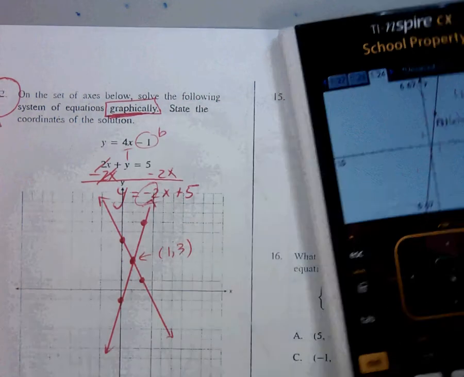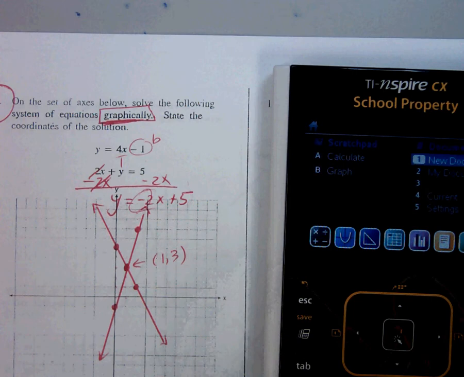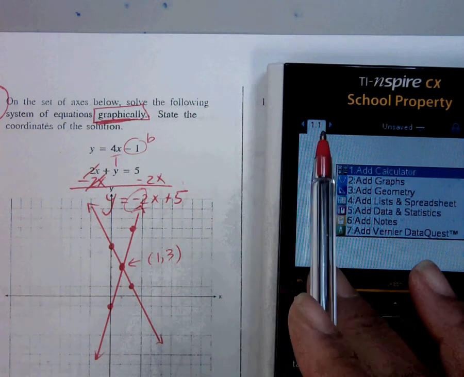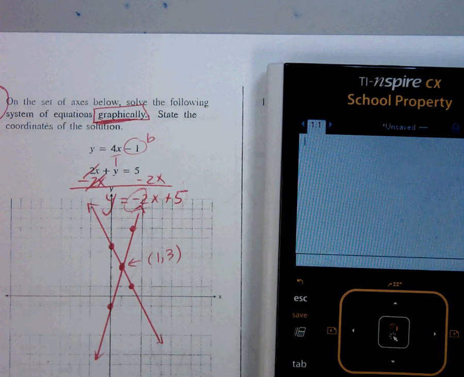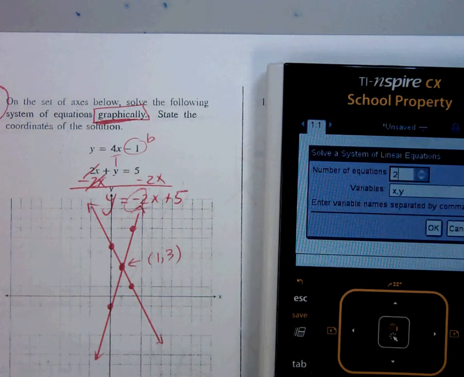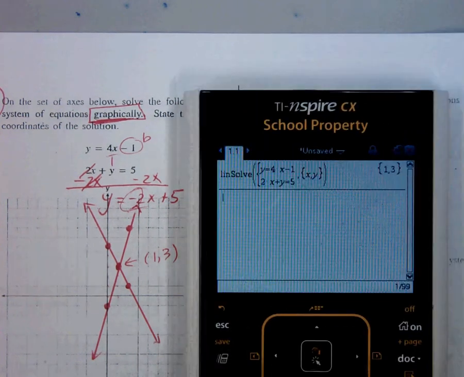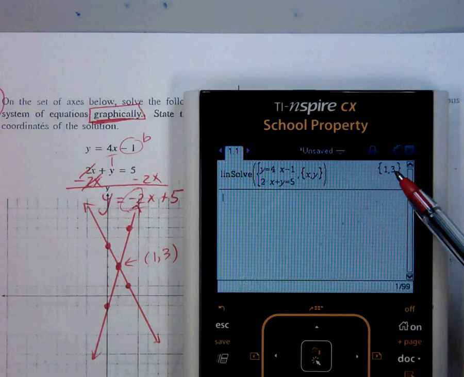You could have also used menu 3-2. Let's go and press 1. Yes, no. Start all the way over, get rid of all of my screens I had up there. And calculator, menu 3-2. Type it in just the way you see it. You don't have to solve anything. And again, you get it that way.